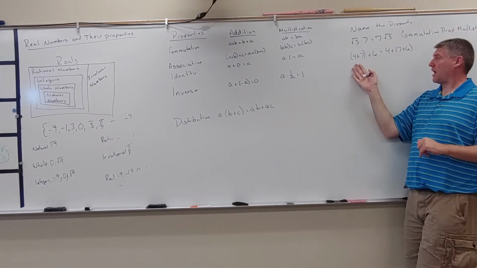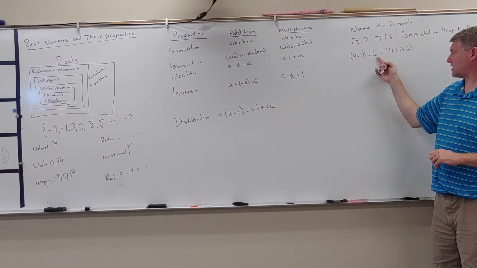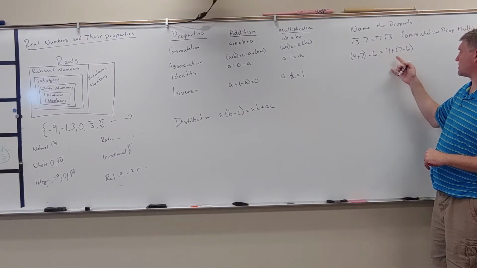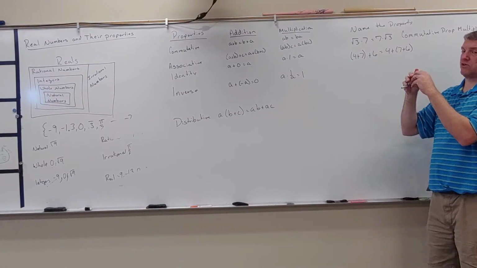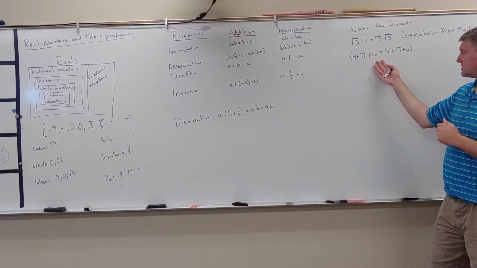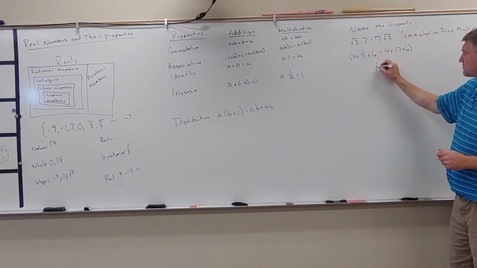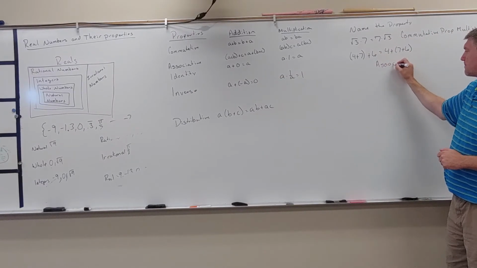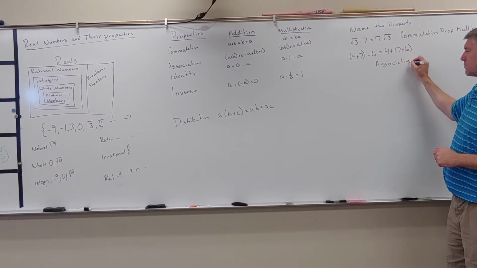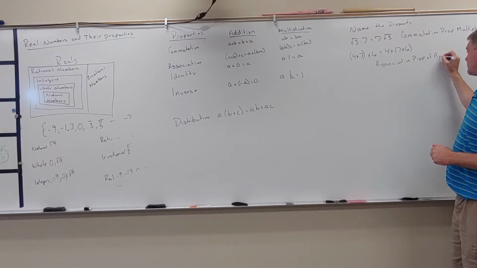And here I have (4 plus 7) plus 6 equals 4 plus (7 plus 6). So I've taken what's inside my parentheses and changed it, and it's addition. So here I have the associative property of addition.